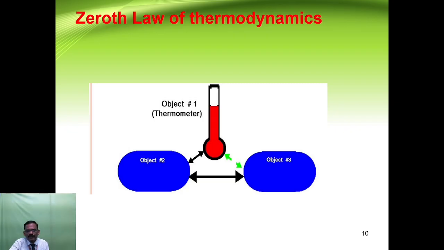The application of the zeroth law of thermodynamics is the thermometer. In a thermometer, depending upon the level of heat, the mercury level will increase. So we are including three properties, and the three properties are in equilibrium. Based upon the zeroth law, this thermometer functions.